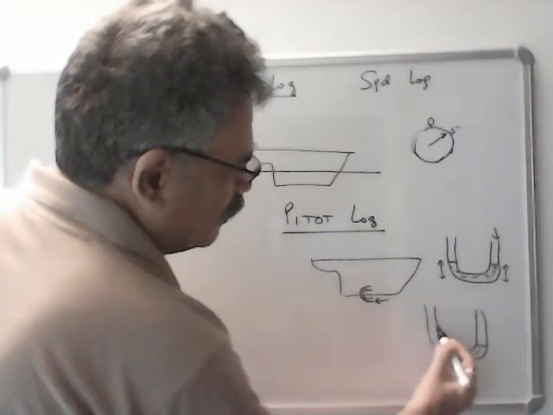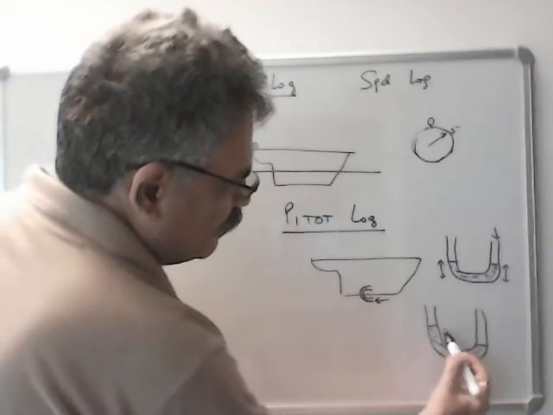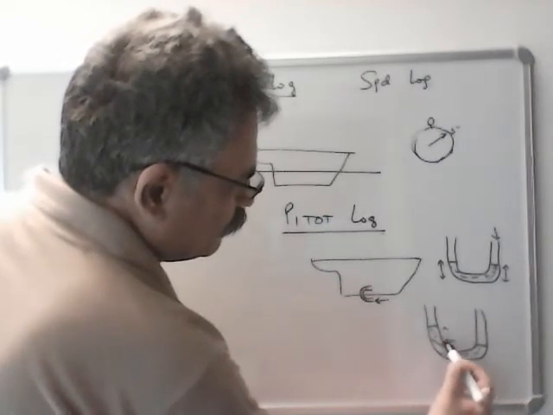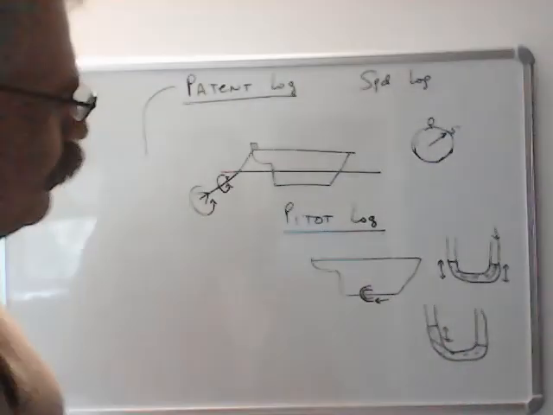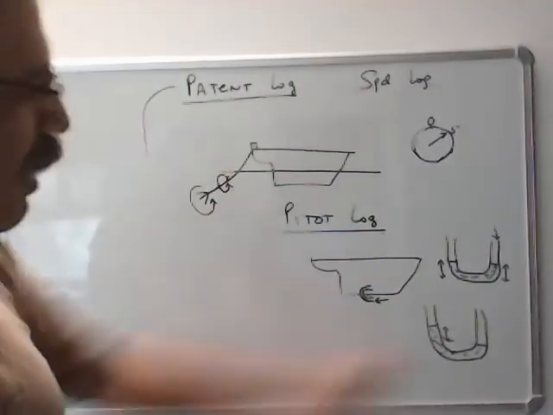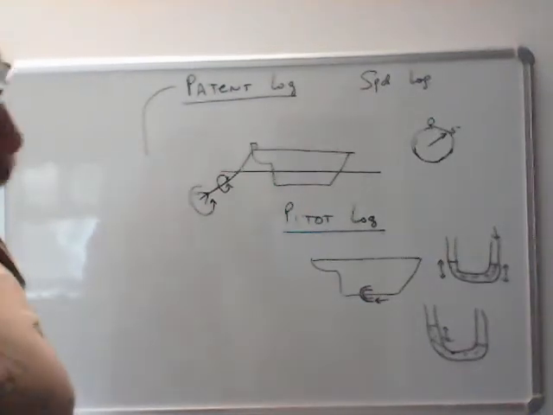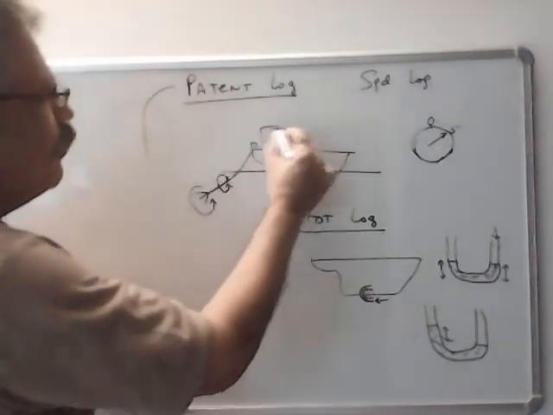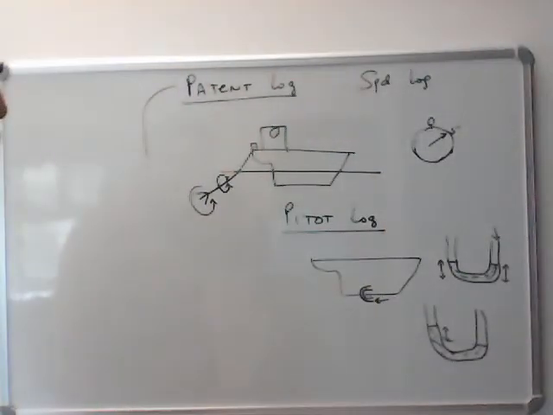And this liquid goes up. So then this difference is measured. Difference of heights is measured by the Pitot log, and that is converted into ship speed in knots, and that is displayed on the bridge of the ship, similar to this. So this is the second type of speed log.